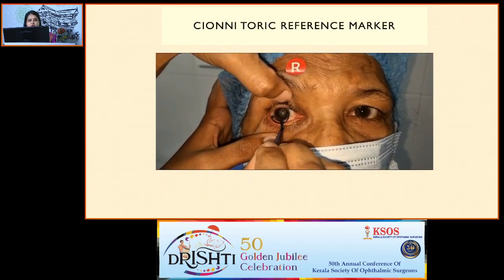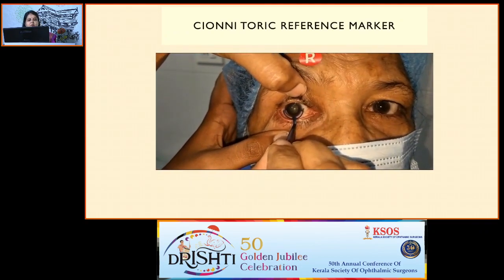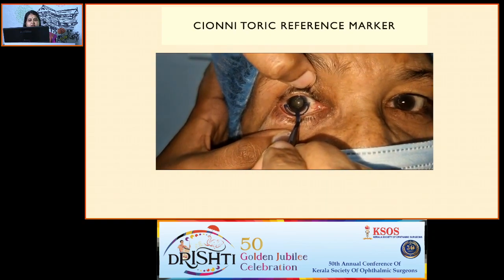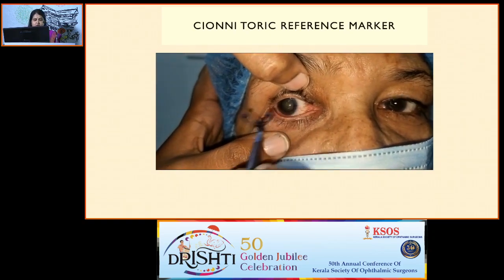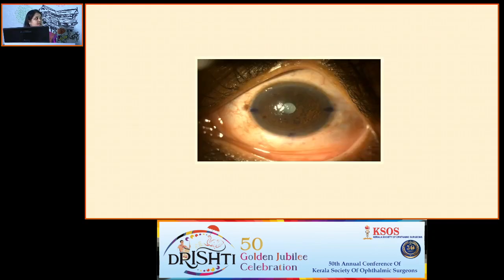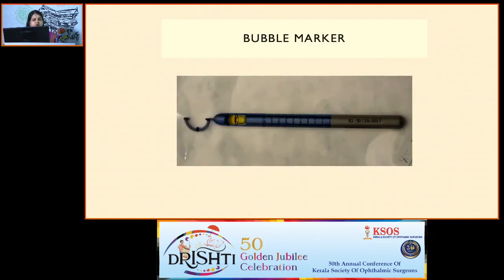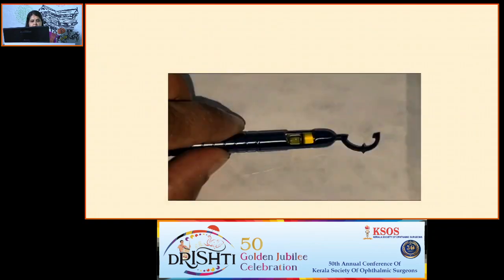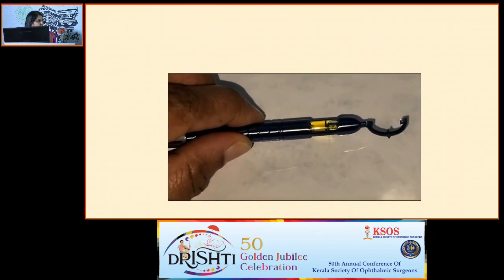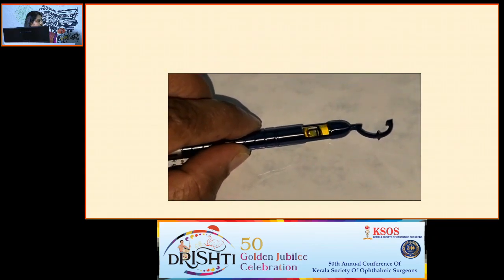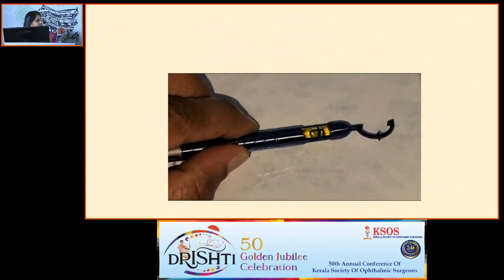So this is a video showing marking by bringing the wedges in contact at 0, 90 and 180 degree. So this is an image of the eye after marking, that is, you can see marks at 0, 90 and 180 degree. This is a bubble marker instrument. So this is a video demonstrating. It has a hemicircle ring with wedges and a handle.